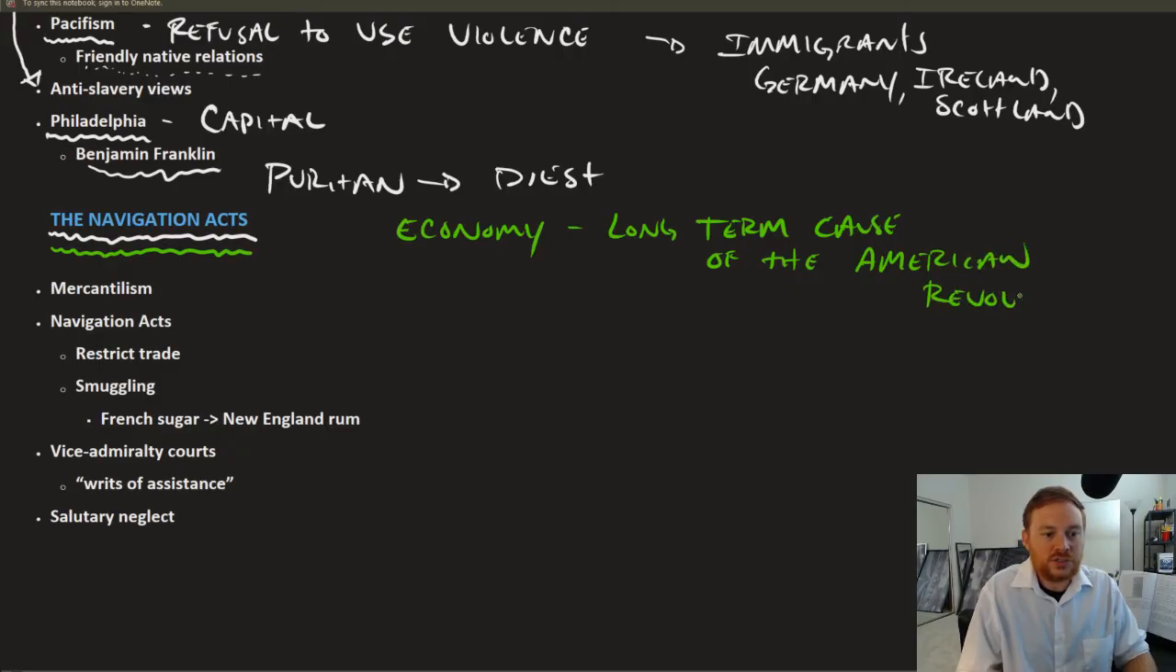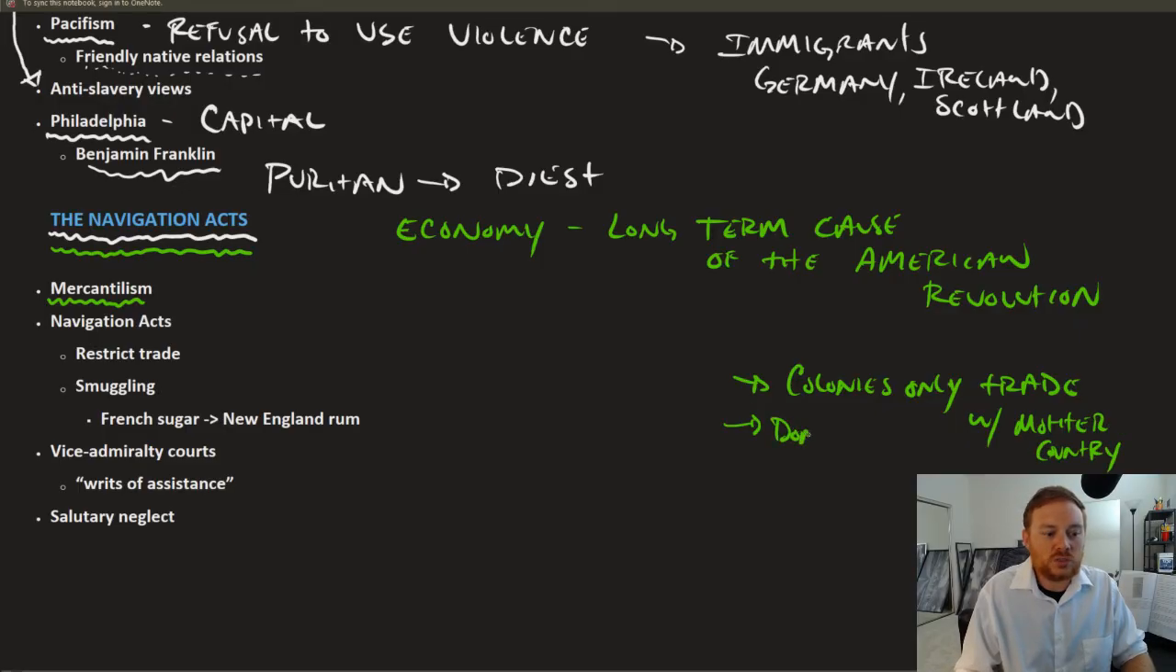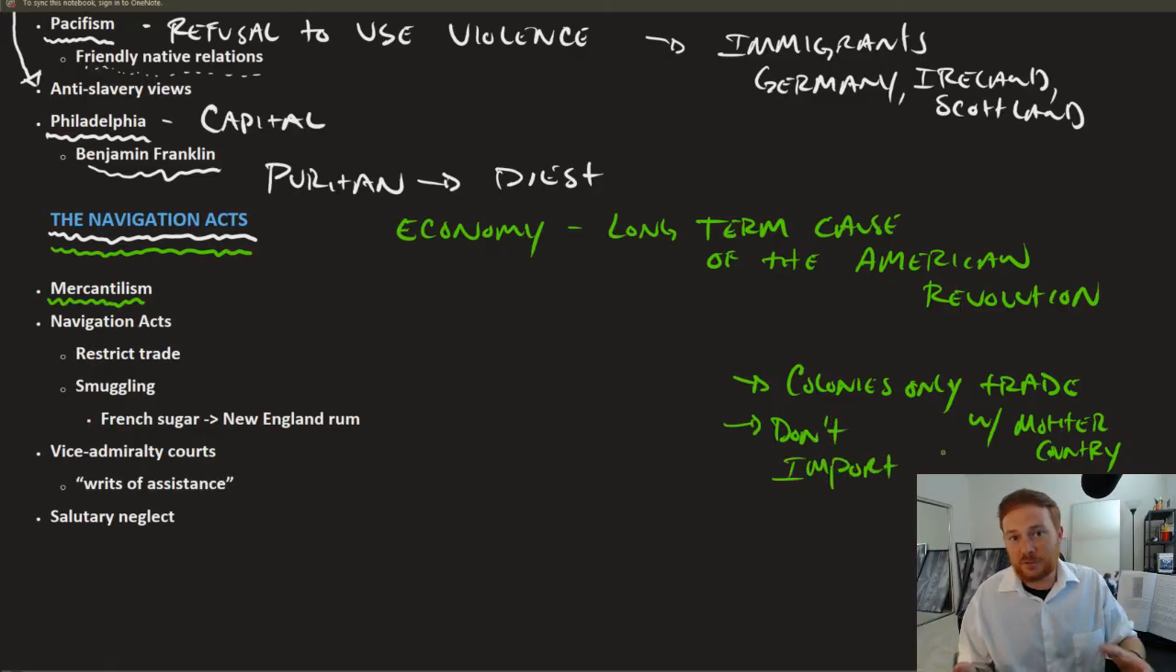So in order to understand the Navigation Acts, we have to come back to this idea of mercantilism, which we summarized in a previous chapter. I'm not going to go into great detail here, but mercantilism was an economic theory. It stated that colonies only trade with the mother country, right? And you don't import, specifically, don't buy stuff from other nations.